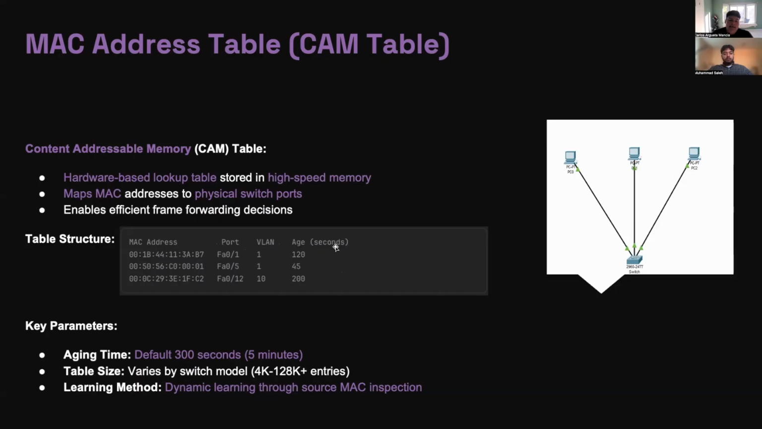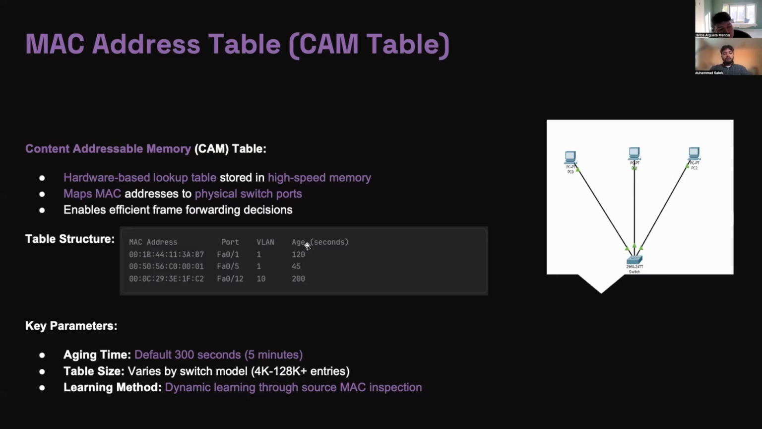Then the age. You'll see the key parameters at the bottom, there's an aging time with a default of 300 seconds or 5 minutes. So this is the time to expire. Anytime an endpoint is forwarding frames or sending frames to the switch, it resets that timer. So if an endpoint is communicating constantly, you'll see that the age is continuously resetting. But if a device stops talking on the network, the age will just run out and the entry will be deleted off the MAC address table.